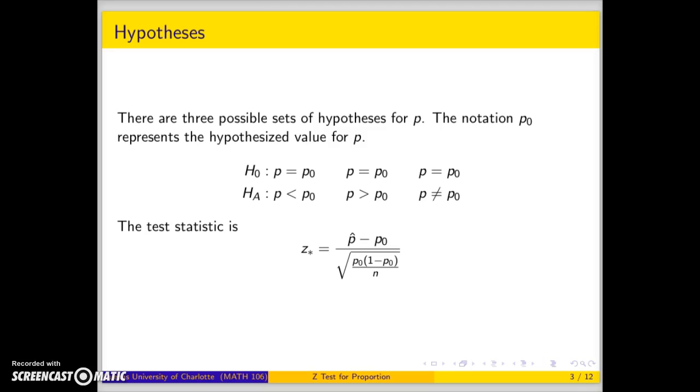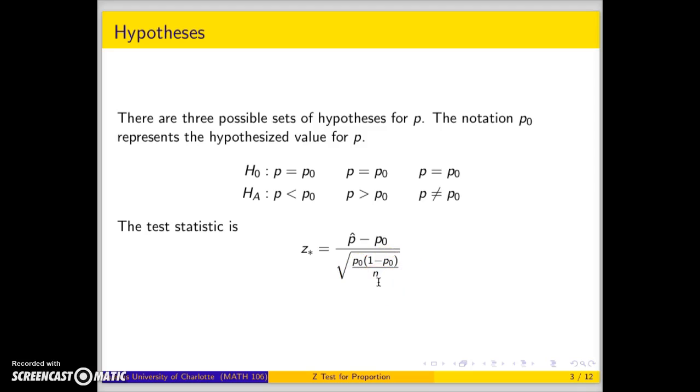So just like we had before, less than is lower tailed test and greater than is the upper tailed test, and both the less than and greater than are one-tailed tests, whereas not equal to is the two-tailed test. And here's the test statistic, which is the sample proportion minus the hypothesized value divided by the square root of the hypothesized value times 1 minus the hypothesized value divided by the sample size.